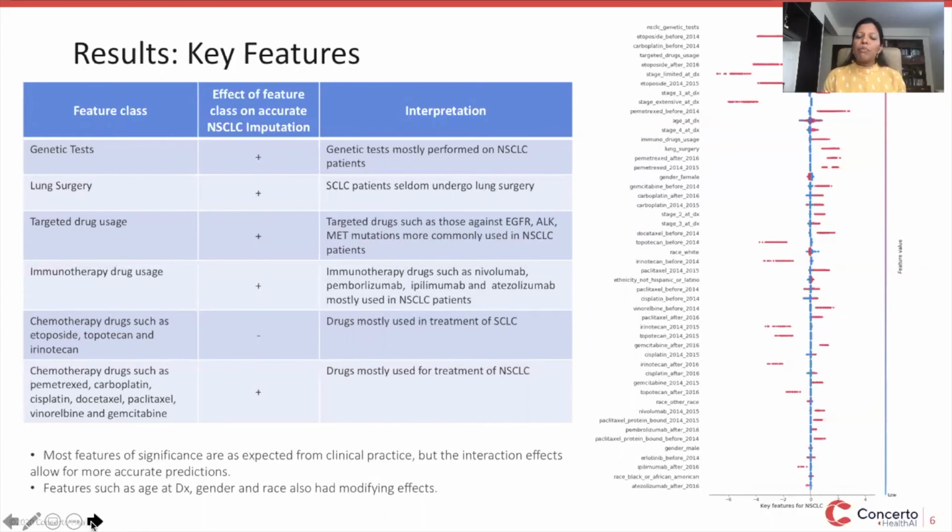As you can see, most of the features of significance are as expected from a clinical perspective, but we believe that it is the interaction effects of these features that allow for a more accurate prediction. Furthermore, features such as age of diagnosis, gender, and race also have a modifying effect in the model.